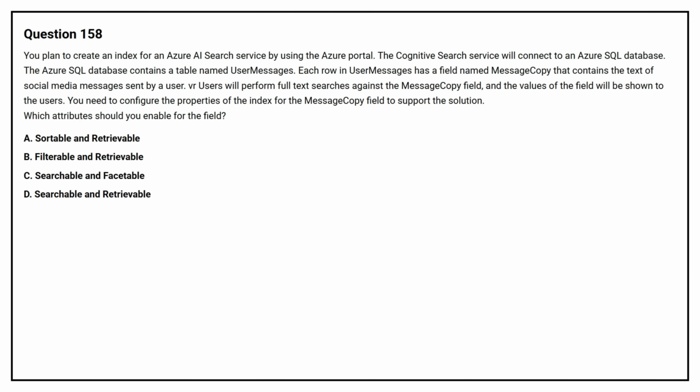Option A, sortable and retrievable. Option B, filterable and retrievable. Option C, searchable and fetchable. Option D, searchable and retrievable. The correct answer is option D, searchable and retrievable.